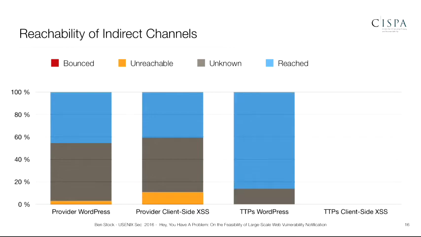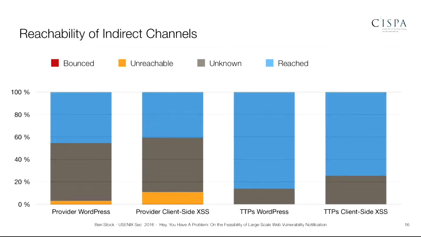For the trusted third parties, the situation looks much, much better. So here we managed to reach 85% of all domains, which sounds really promising. And for client-side XSS, it's about 75%. However, we again have to consider that reaching a domain is not sufficient, but rather we need them to view the report. So here the numbers are less good. In the end, we see that especially for WordPress, while there are many providers and trusted third parties we reached, they rarely took the information seriously and acted upon it.